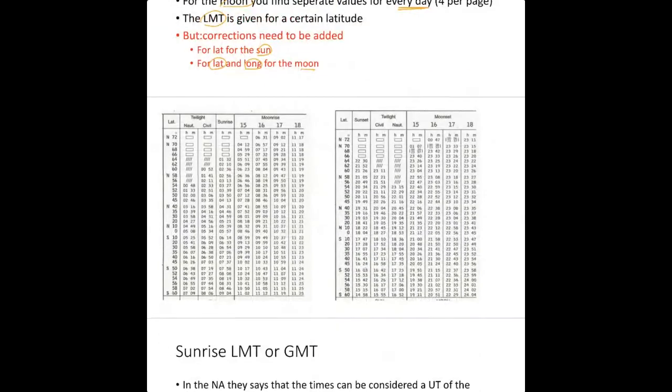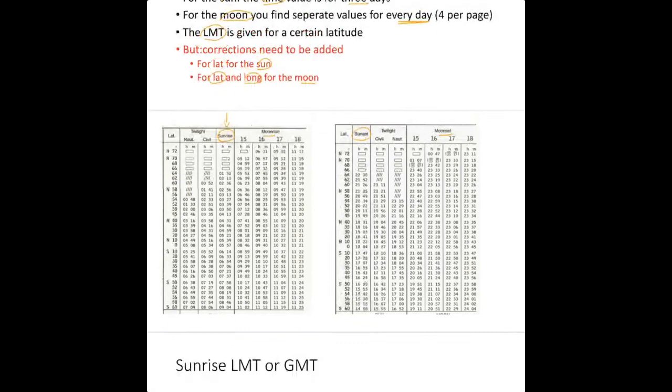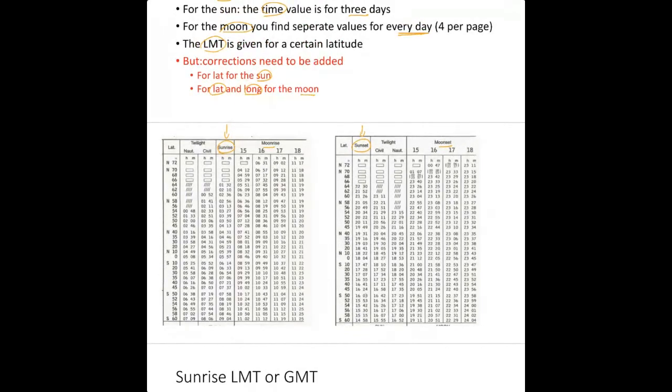This is an extract from the Nautical Almanac. Here you see sunrise and sunset, and then moonrise and moonset. You see that the value for sunrise and sunset is for 3 days. The values for the moon are given for 4 days per page. Why 4 days? Because the declination of the moon changes very rapidly, so you need more accurate values for every day.